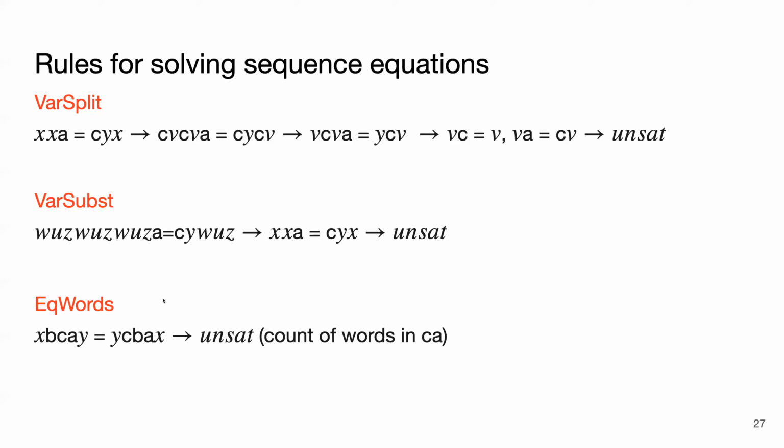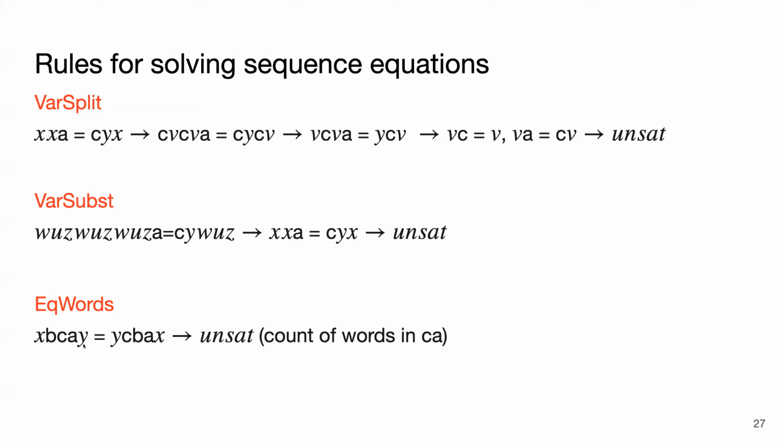EQ words is just like EQ length and EQ characters. So we count the number of words occurring on both sides of an equation. In this case, we count the number of times CA occurs in X plus 1 plus the number of times CA occurs in Y. Note that there cannot be any count of CA from X to B because CA ends in an A, so there will be no transitioning words.